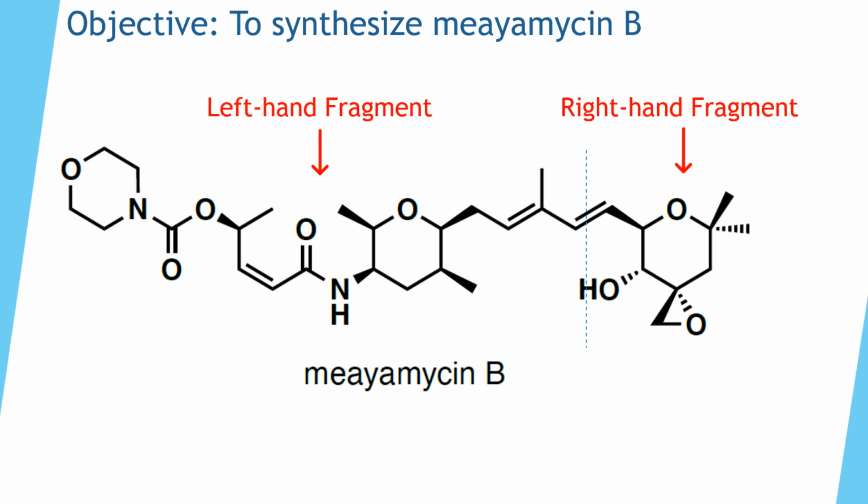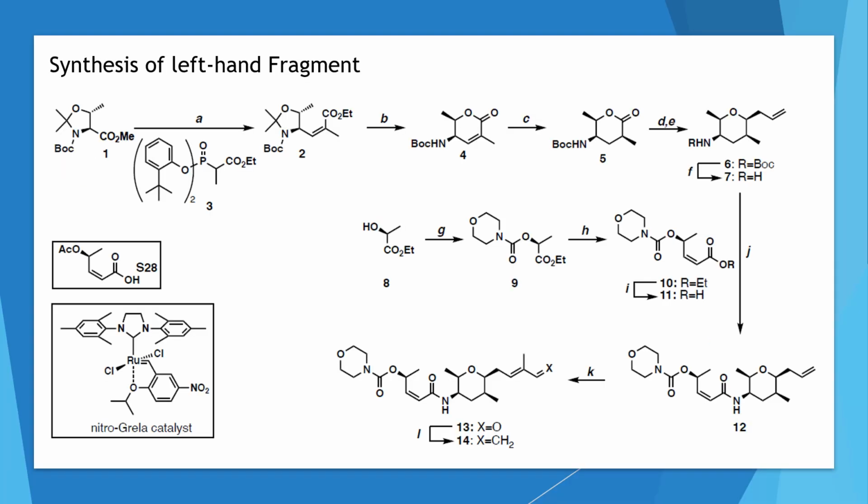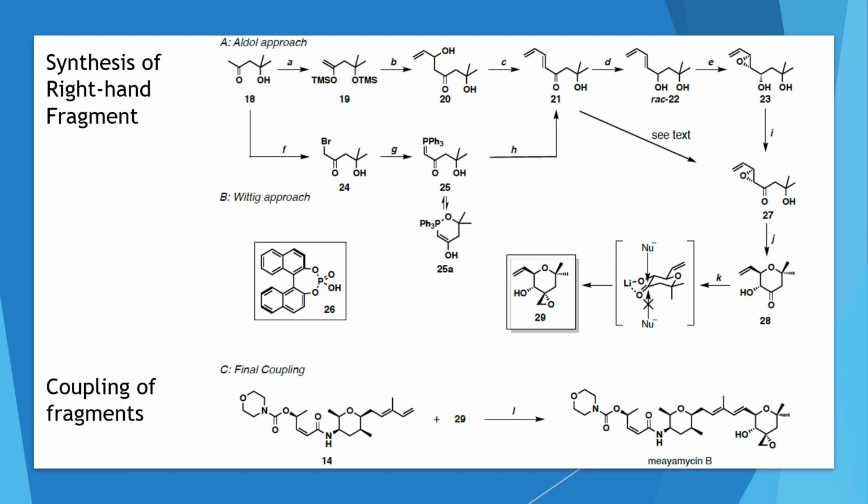So our objective is to synthesize Meayamycin B. What they started with was a left-hand fragment and a right-hand fragment. So here is the left-hand fragment, and here is the right-hand fragment along with the coupling fragments. Today I'm going to be focusing on the first 5 steps, along with 2 additional steps leading to the right-hand fragment, and then our new reaction, which is olefin metathesis, to couple the 2 fragments.